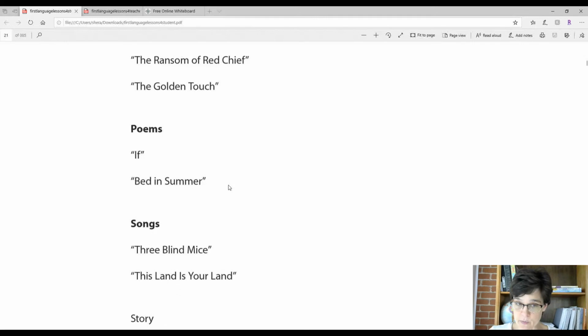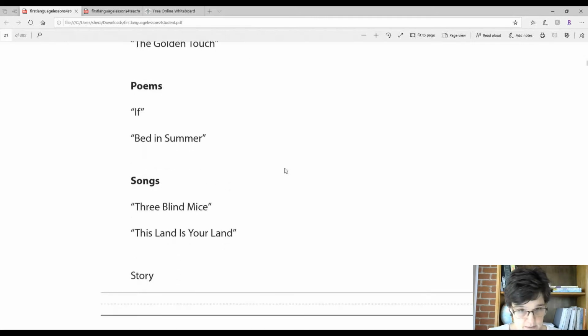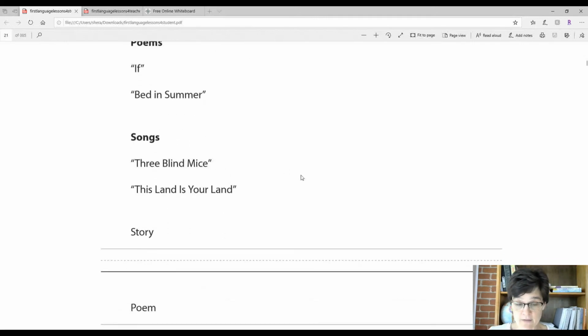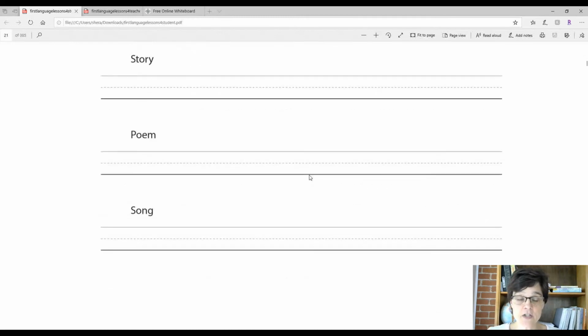Same thing with poems in a book. They just have quotation marks around them. Songs have quotation marks around them. So do the same thing here. Choose one of the stories, one of the poems, and one of the songs. And write those down. Make sure you put quotation marks around those.